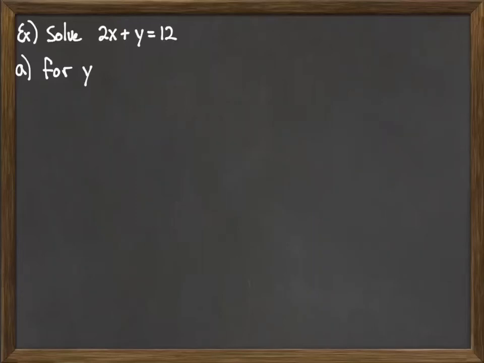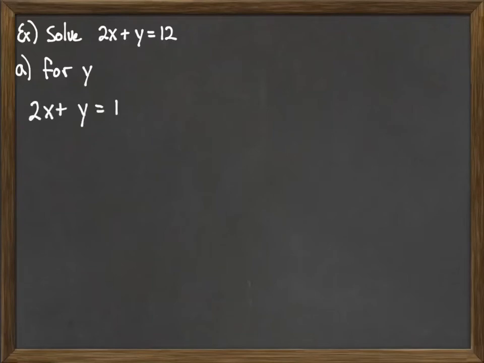So in this video we're given a literal equation. This equation involves two variables, 2x plus y equals 12. This time we're asked to solve for one of the variables, but unlike in the previous video, we're not given a numerical value for it. We're not given a numerical value for x. So we're still just asked to solve for y.